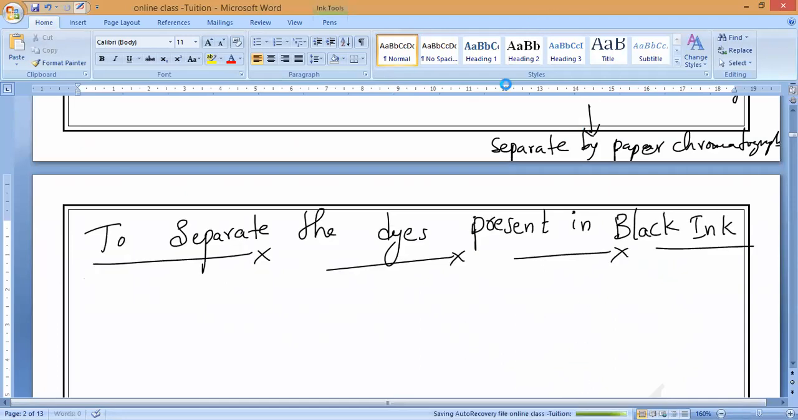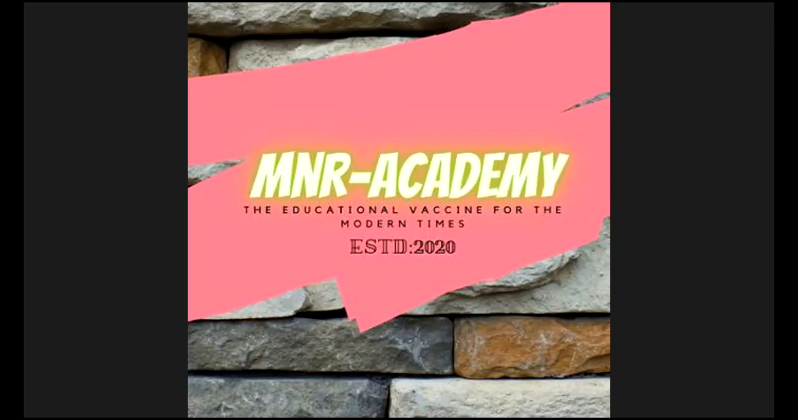I will show you two pictures now. One is a real picture of the experiment and one is for drawing purposes. So the first step is to take a paper. What is that paper called? Chromatography paper. We are going to do this in 4 different steps. Let us discuss clearly.